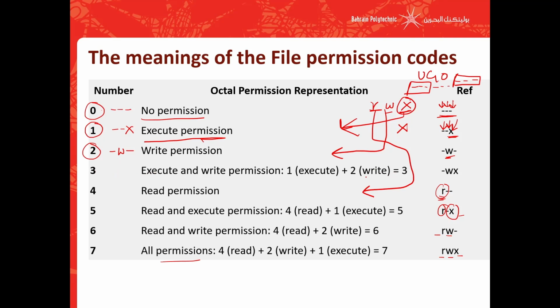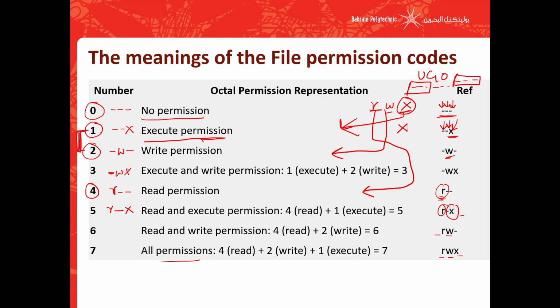For 3, if you add these two numbers, you will get 3. So 3 will be W, X, and then a dash. Now 4 is basically R. Just remember this: 4 is R. So now 5 can be 4 plus 1. That means 4 is R, dash, and 1 is X.